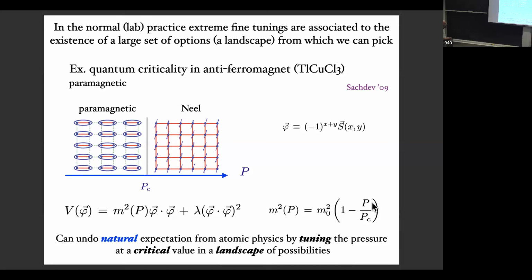And the story is that this antiferromagnet, okay, this is the example, is a crystal, and the crystal has essentially a continuous parameter, which is the pressure under which you can create it. I mean, you can put it in a device and you change the pressure.